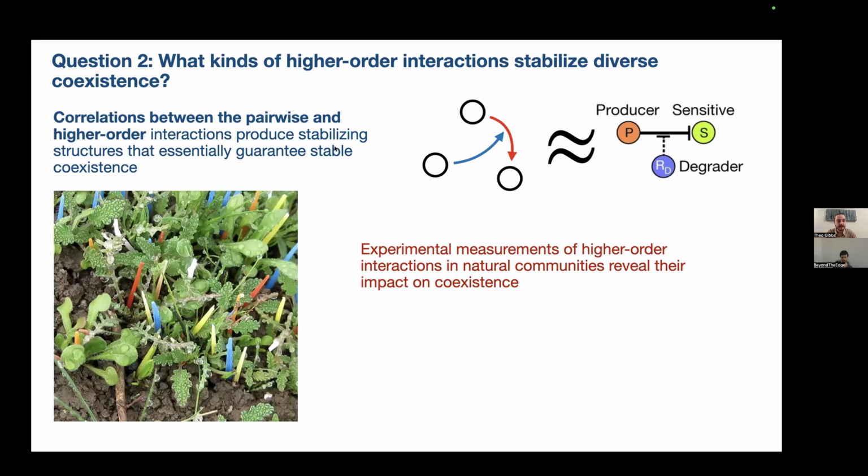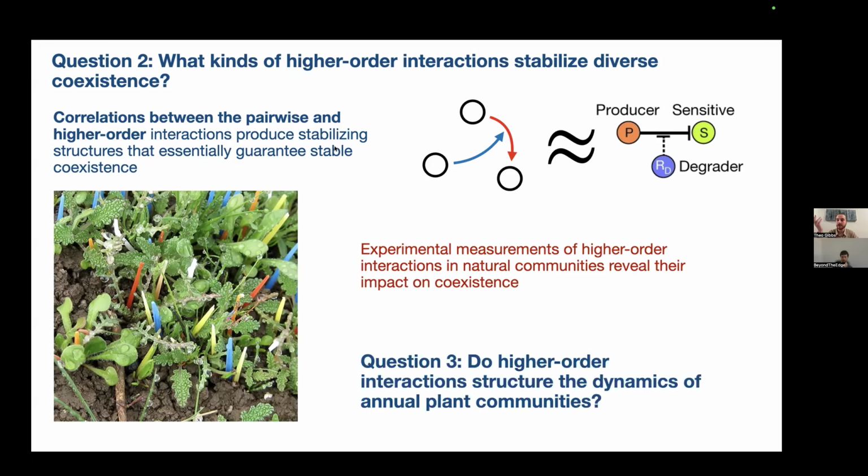And so to do this, I'm actually going to answer an even more basic question using this kind of classic annual plant system. Specifically, I'm just going to ask, do higher order interactions exist in their dynamics at all? As a first step towards this bigger question of understanding their joint structure with the underlying pairwise interactions. So first, before I can understand their effect on coexistence, I just want to ask, do they exist?